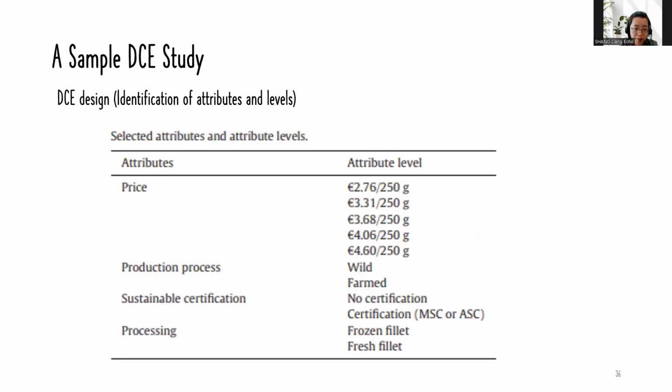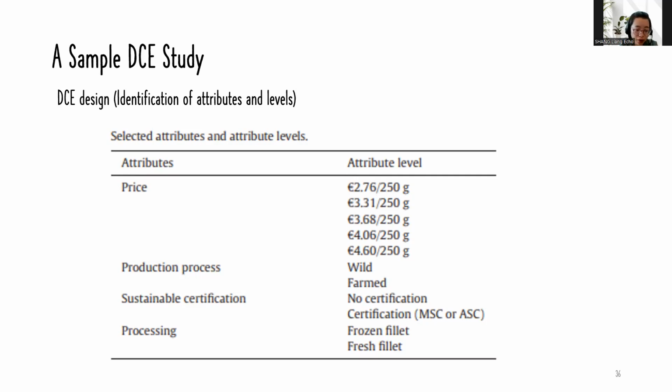So after these two steps, they come up with 4 attributes, each with different levels. The first is the price of the salmon products. Under this attribute, there are 5 different levels. The second is the production process, whether the salmon is a wild species or a farmed product. And the third attribute is sustainable certification. It's whether this product has an eco label on the packaging or not.